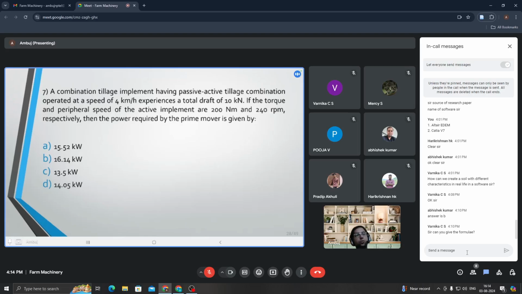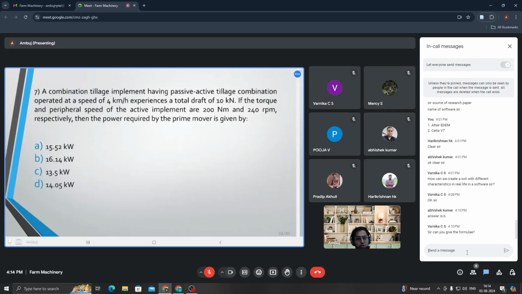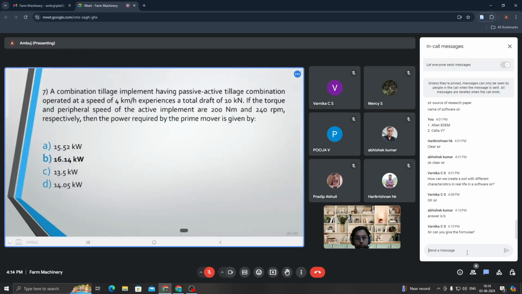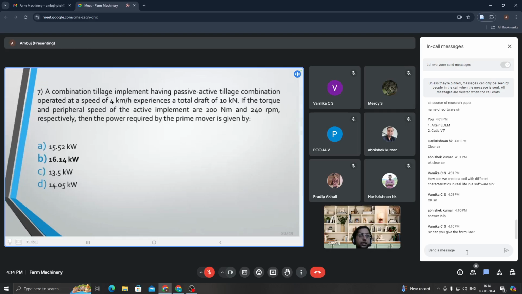Okay. I'll show you the solution. The correct option would be this one, 16.14 kilowatt. Abhishek has correctly answered it.